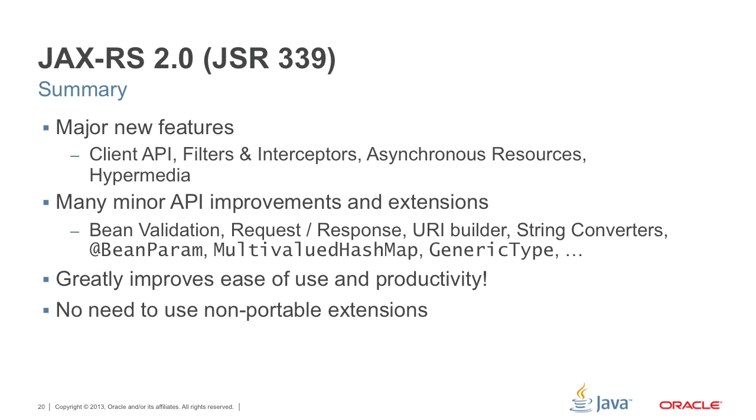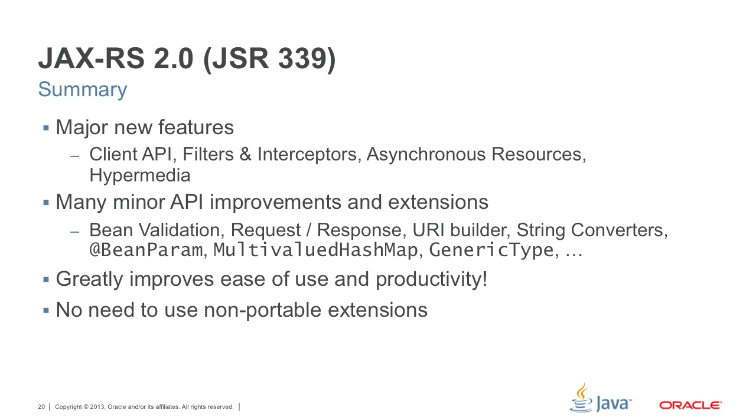So to summarize, the new major features in JAX-RS 2.0 are the client API, filters and entity interceptors, asynchronous processing or asynchronous resources, and lastly, Hypermedia. We have many other API improvements. I'm not sure all of them are minor. Some of them could be regarded as major.